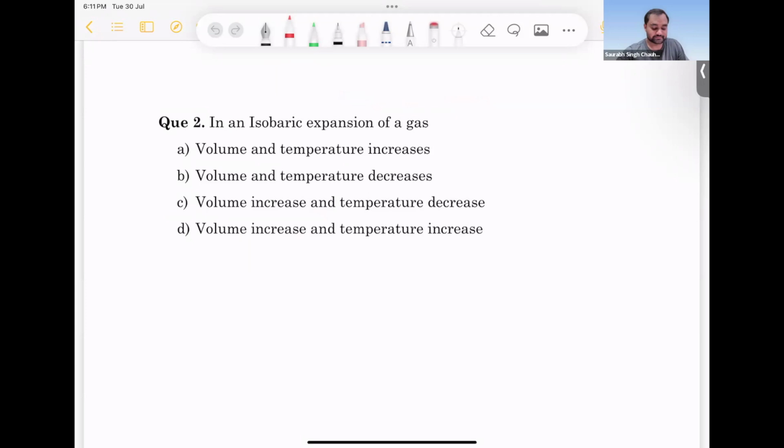Question number 2. It says, in an isobaric expansion of gas. Isobaric means a process where the pressure does not change. Pressure is constant. In such expansion where the pressure is constant, what will happen? Options are: volume and temperature both increase, volume and temperature both decrease, volume increases but temperature decreases, and volume increases and temperature also increases, both increase.